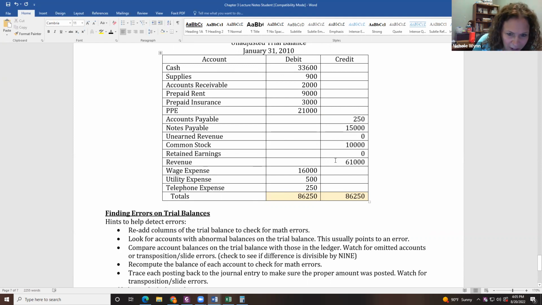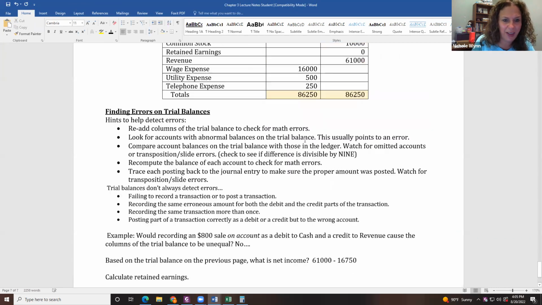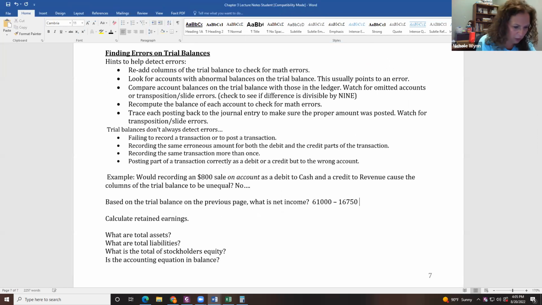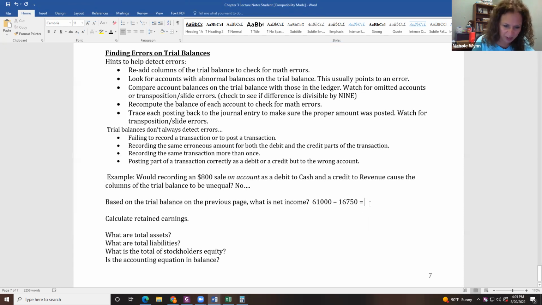So to look for the net income, we would use revenue of 61,000, and then these are our expenses. They look like 16,750. So my revenue is 61,000 minus, what did I say, 16,750? I just added up my three expenses. So my net income is 61,000 minus 16,750, 44,250.